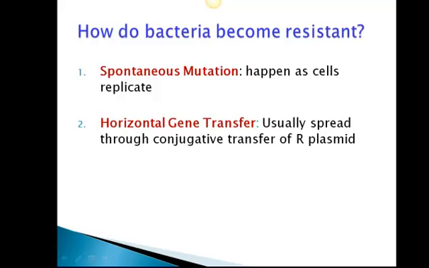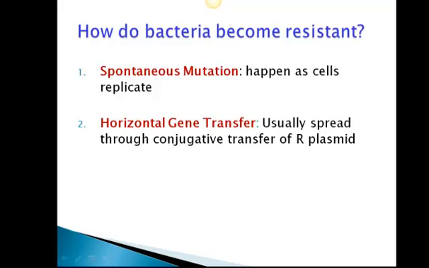So bacteria can have spontaneous mutations. This happens as the cells replicate, and so it's basically an evolutionary process. So natural selection is going to select mutants that have higher propensity to survive in the face of the selection process, which in this case is going to be the antibiotic.